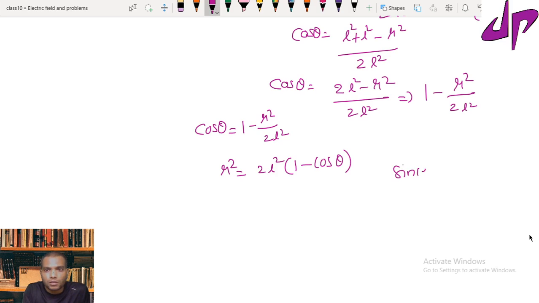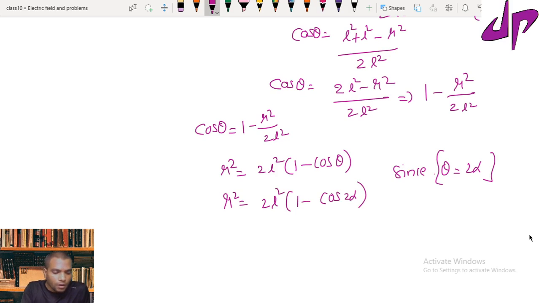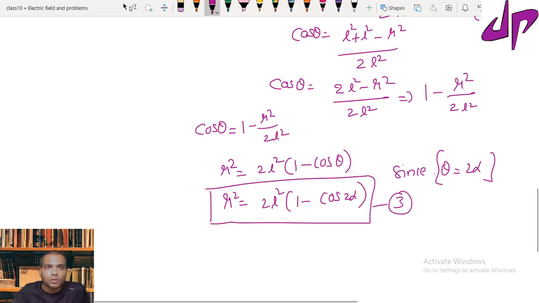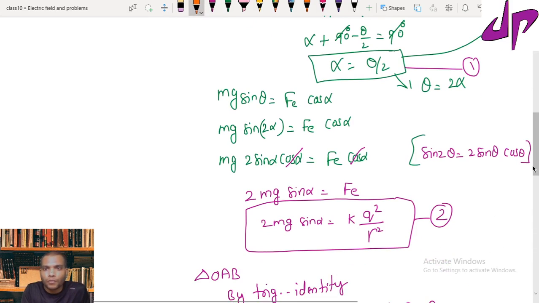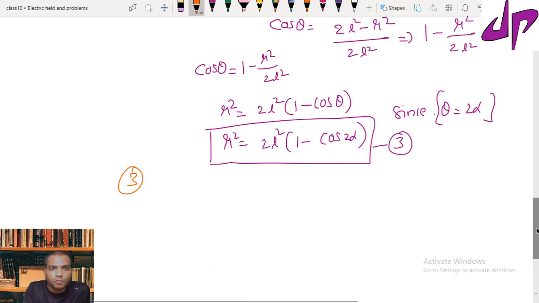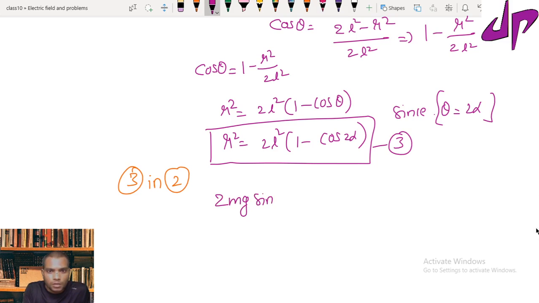Since theta equal to 2 times alpha, r square equal to 2L square times 1 minus cos 2 alpha. Let it be equation 3. Now you can substitute the r square value in equation 2, since here we need to find r square. Therefore I get 2 mg sin alpha equal to the Coulomb constant ke q square upon r square, and the value I got there is 2L square of 1 minus cos 2 alpha.